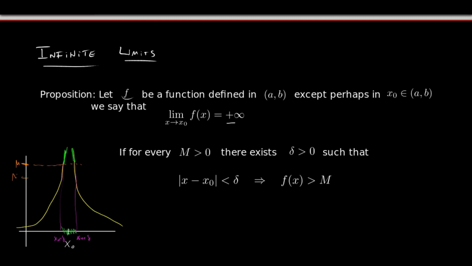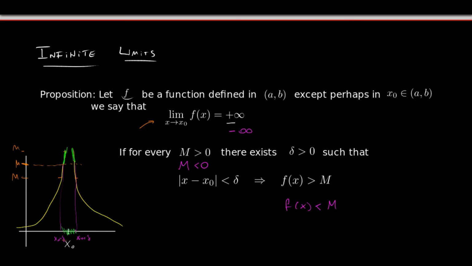If I can change my number m for another, and for every value of m I can find this new delta, then the limit of our function is infinite. And as before, we have an analogous definition for minus infinite. What changes here is that for every m that is smaller than 0, there exists a delta such that if |x minus x0| is smaller than delta, then f of x is smaller than m.